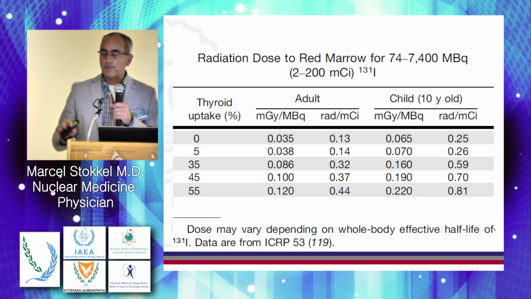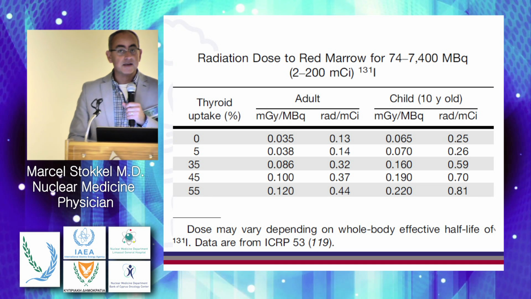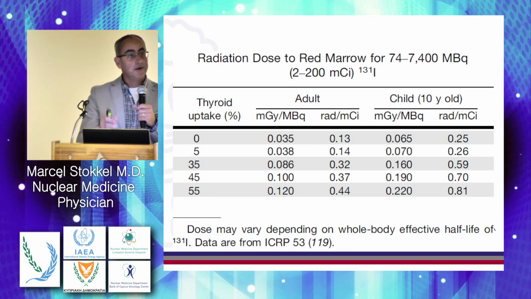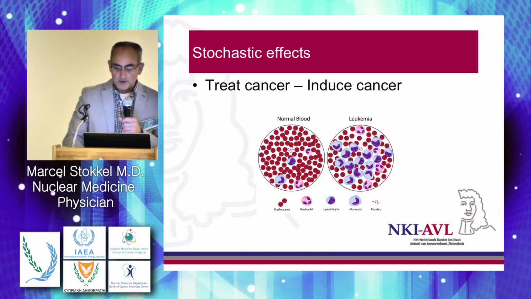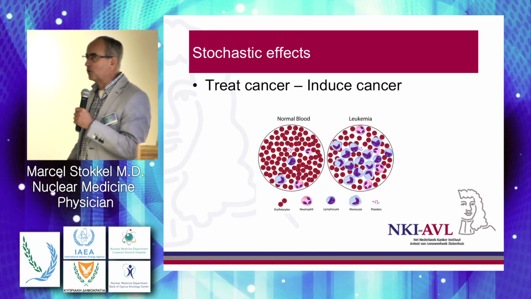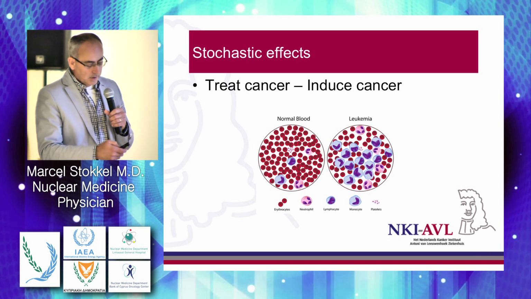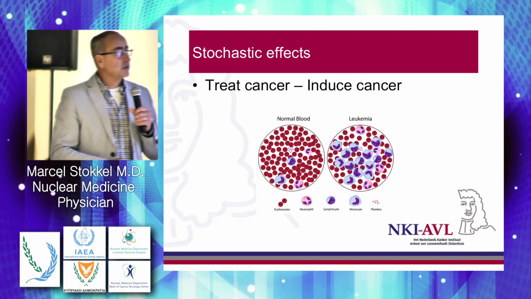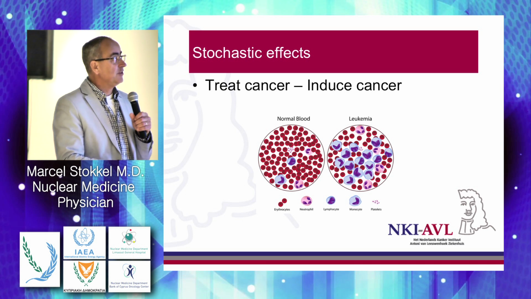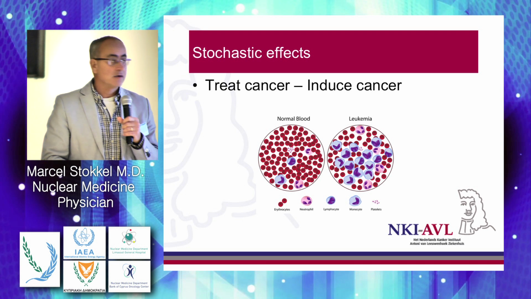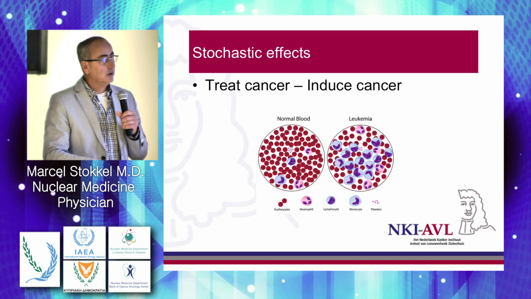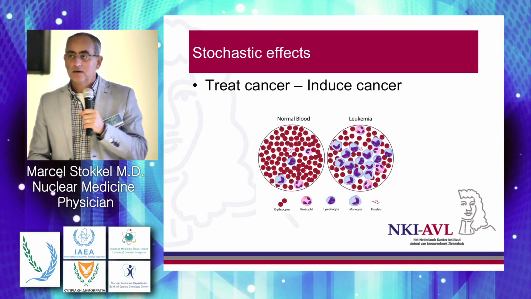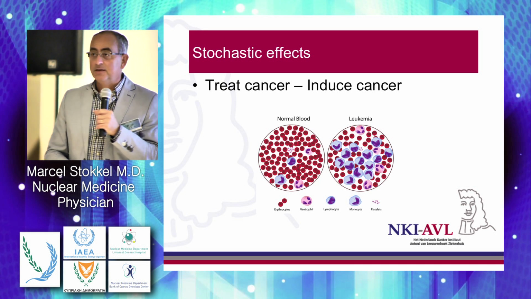Now that's just the basic principle of effects and side effects, the stochastic and non-stochastic or deterministic effects, the bystander, the direct and the indirect radiation effects. But what does it mean in clinical practice? Well, the most important example of the stochastic effect, of course, is that we treat cancer, thyroid cancer, and we may induce cancer. And one of the most common or well-described side effects in the treatment of thyroid cancer is the induction of leukemia.